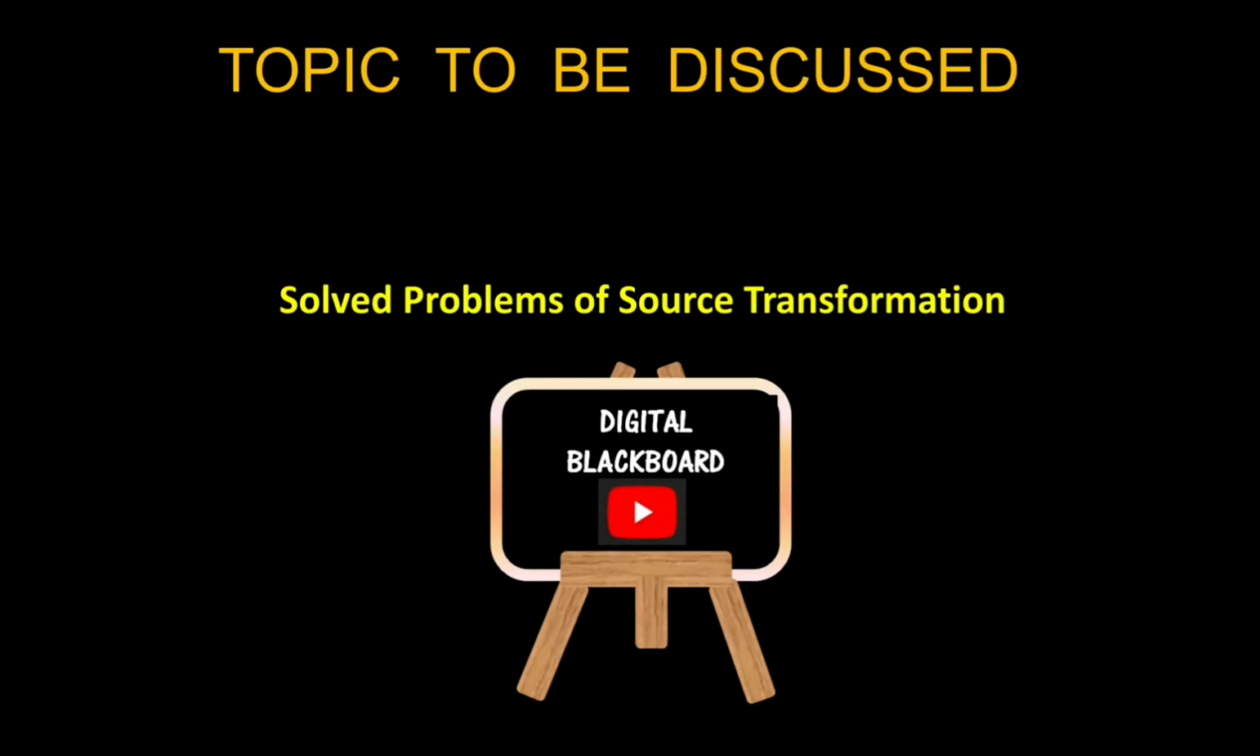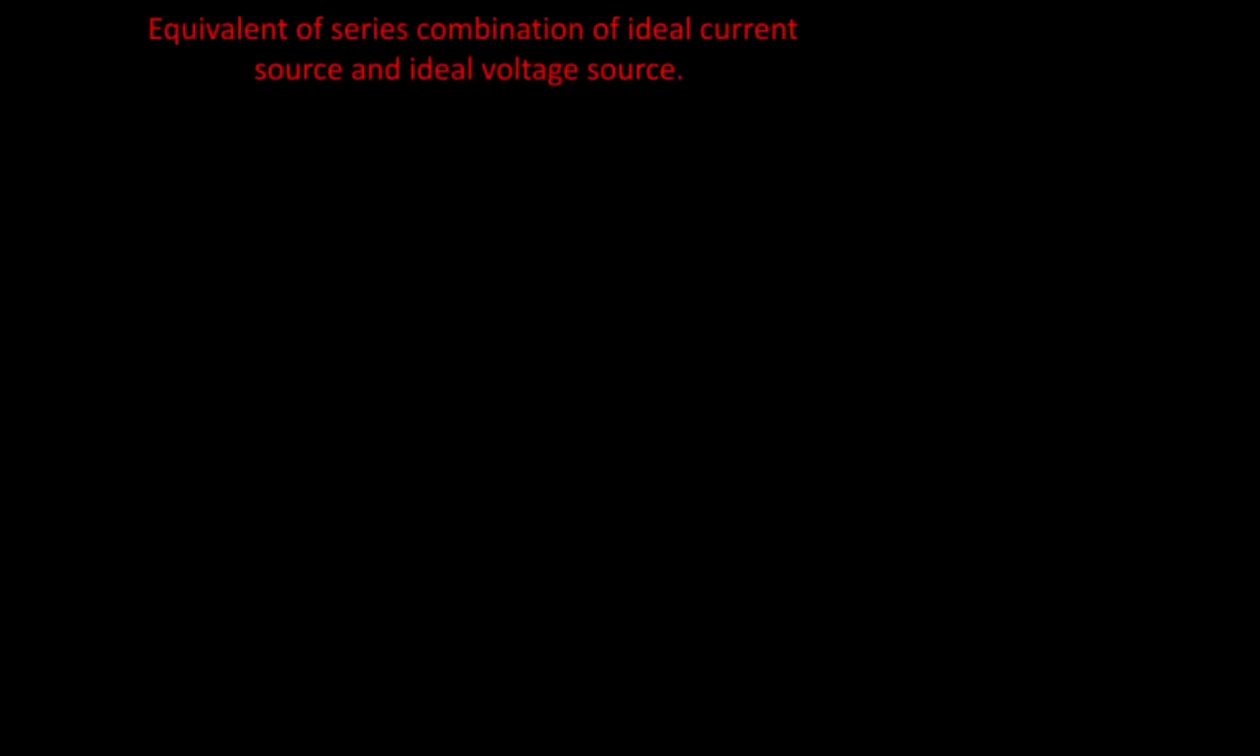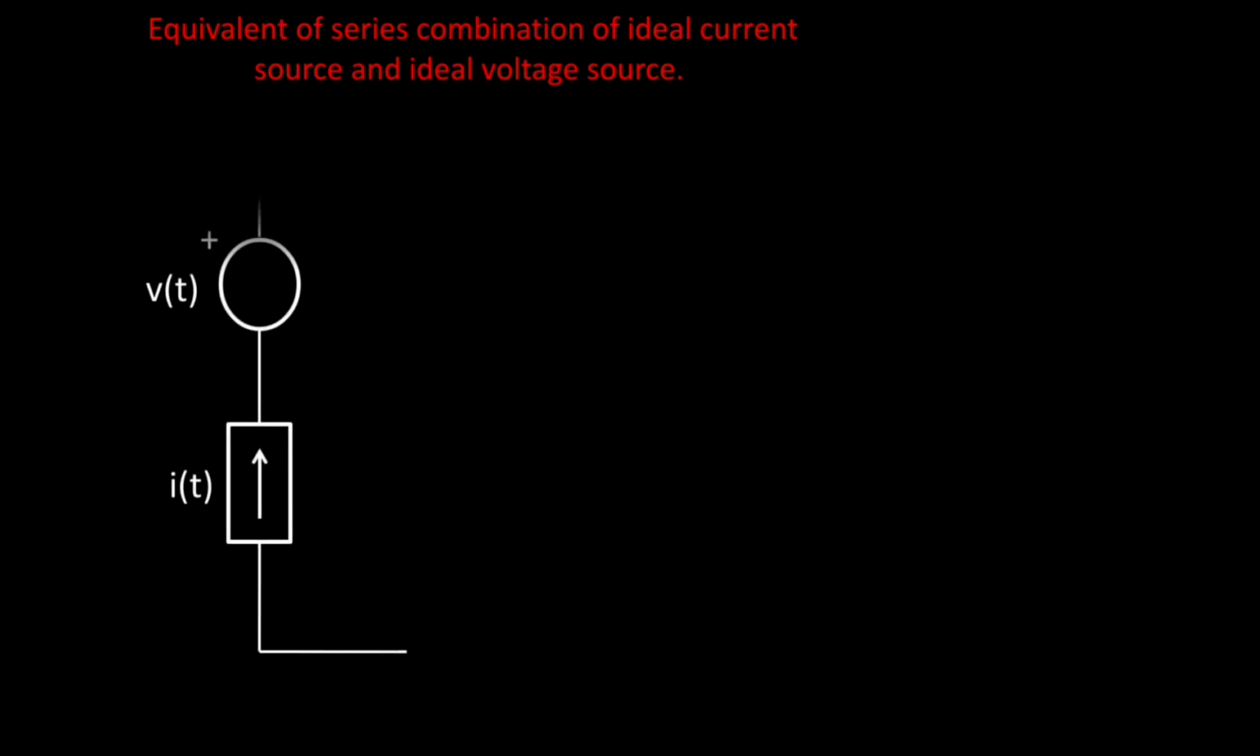In this video, we are going to discuss the topic Solve Problem of Source Transformation. Before discussing that problem, we will see one rule, that is the equivalent of the series combination of an ideal current source and an ideal voltage source. So we will find out what the equivalent will be if an ideal current source and an ideal voltage source are connected in series.